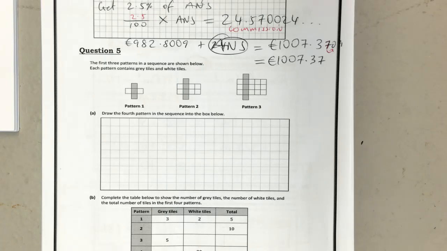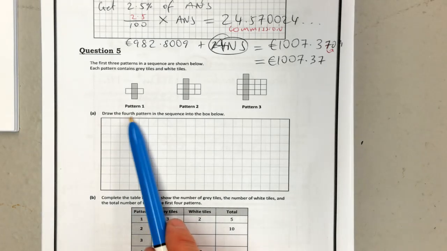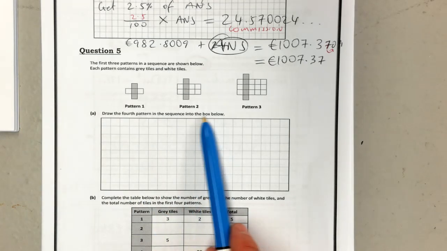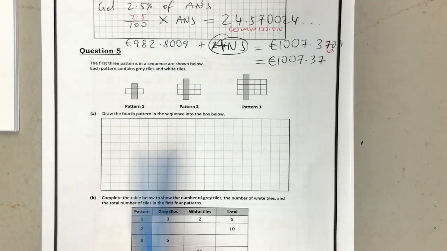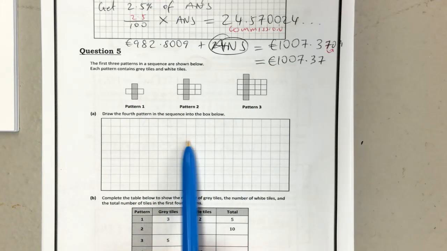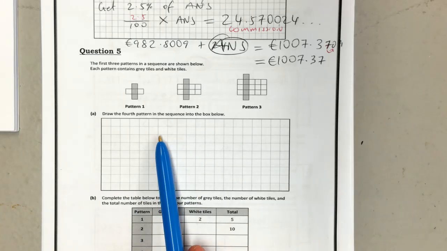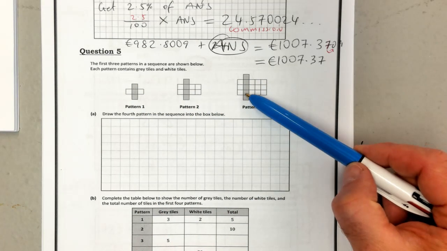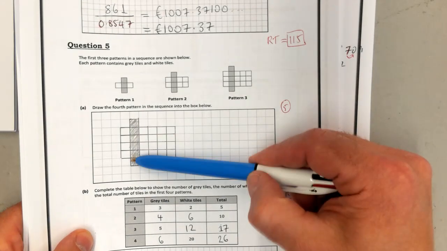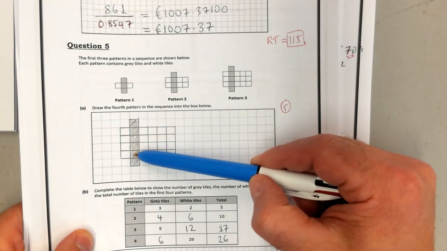So, question 5 here is about patterns. Looking at it here, draw the fourth pattern in the sequence into the box below. So draw the fourth pattern. Now, generally students answer this pretty well, but I just want to remind you here: 3 grey boxes, 4 grey boxes, 5 grey boxes, it's going to be 6 grey boxes. 1, 2, 3, 4, 5, 6.